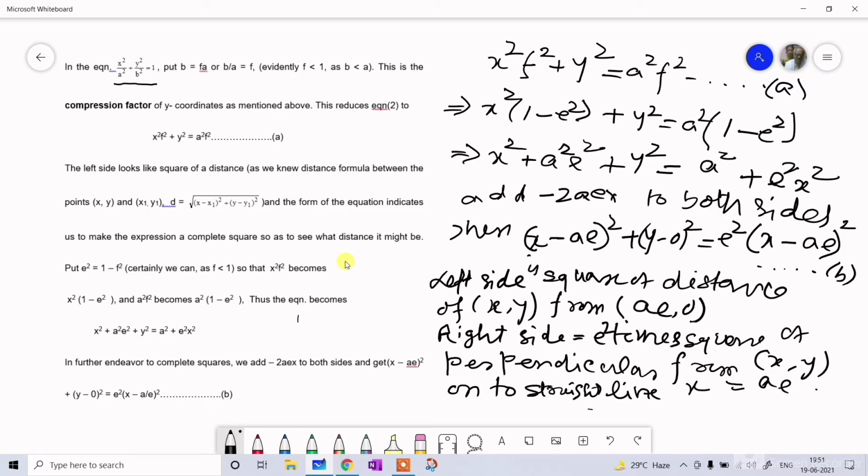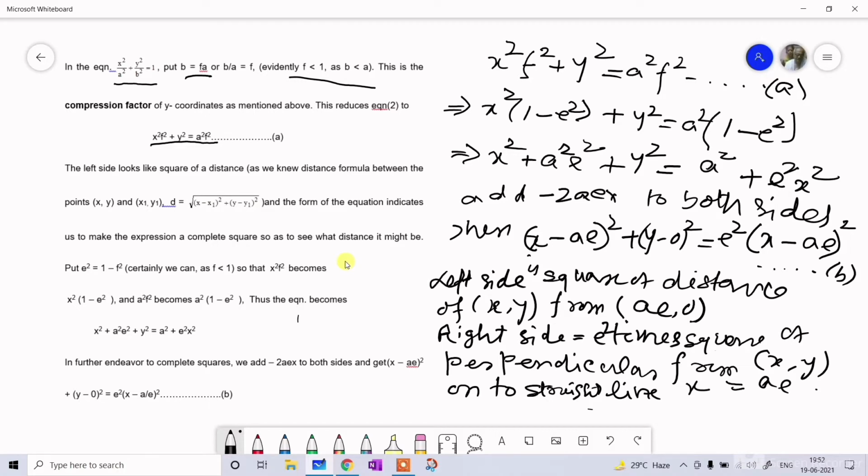There is a focus-directrix definition of the ellipse, and I will show you that this also conforms to that focus-directrix definition. Let us put b is equal to fa, or b by a is equal to f, so that x square by a square plus y square by b square is equal to 1 becomes this: x square by f square plus y square is a square f square. f is b by a, and let f be less than 1, or b less than a. Otherwise, there will be a different treatment.